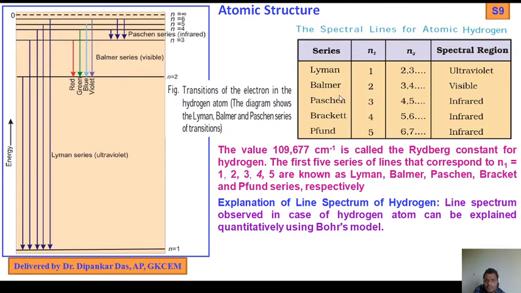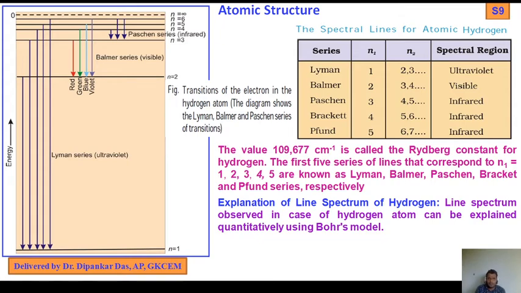Now come to the question 3. N1 is 3, N2 is 4, 5. That is, the transitions that occur are 4 to 3, 5 to 3, so N4 to 3, N5 to 3, N6 to 3, and so on. So that is the spectral lines of atomic hydrogen.